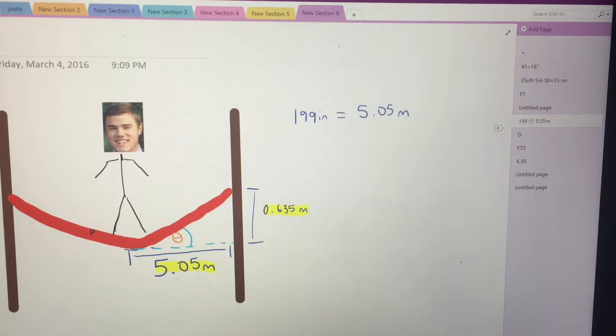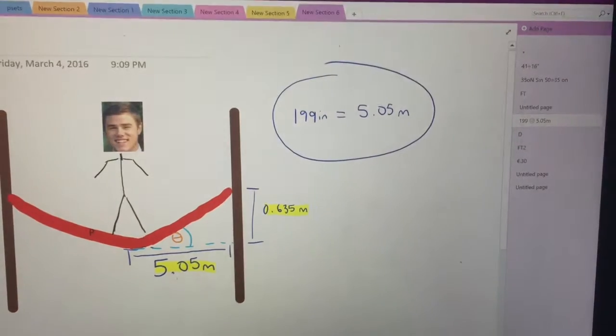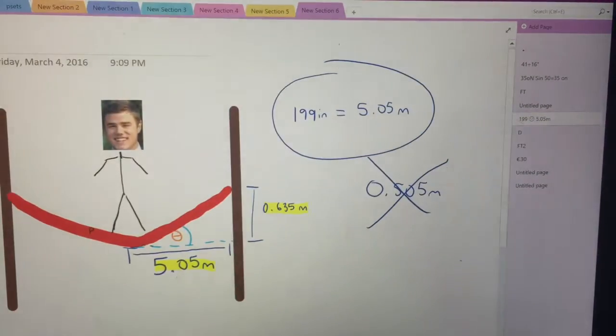Unfortunately, it is actually at this point in the video that we make a slight error in our calculations. 199 inches is 5.05 meters, not 0.505 meters as we did in the video. So slight error, but it caused a pretty significant change in our final solution and our calculations.